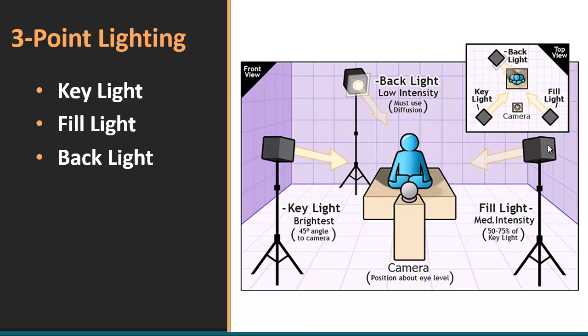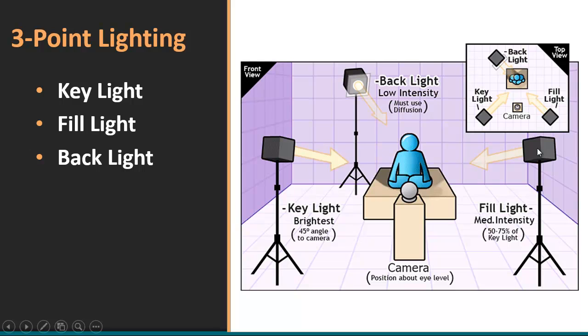The first is called a key light, the second is called a fill light, and the third is called a backlight, and they vary in intensity. The key light, as you would imagine, is the strongest, and it's always at an angle. It's never straight in front of the subject. That's really, really important. So this light dominates, going off to the right here. The camera is dead in front of them.